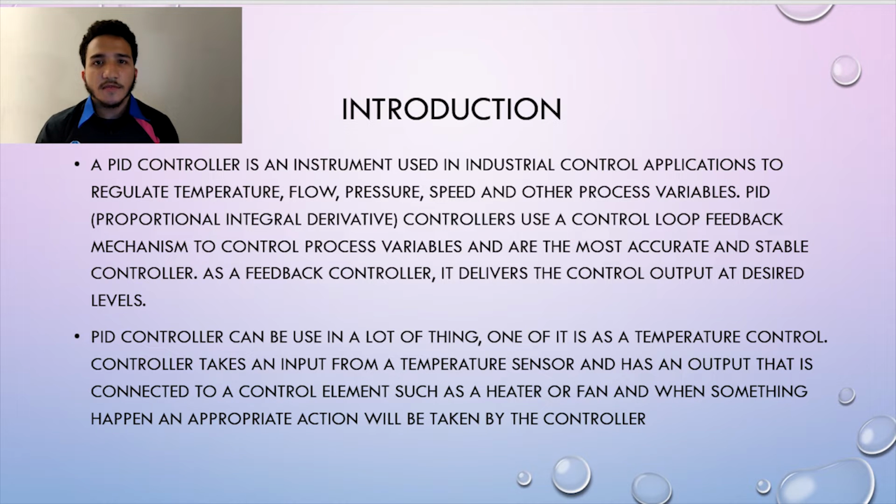Okay, now I will talk about the introduction. A PID controller is an instrument used in industrial control applications to regulate temperature, flow, pressure, speed and other process variables. PID, which means proportional integral derivative controller, uses a control loop feedback mechanism to control process variables and is the most accurate and stable controller. As a feedback controller, it delivers the control output at the desired level.